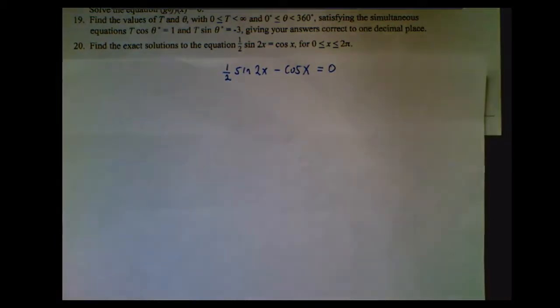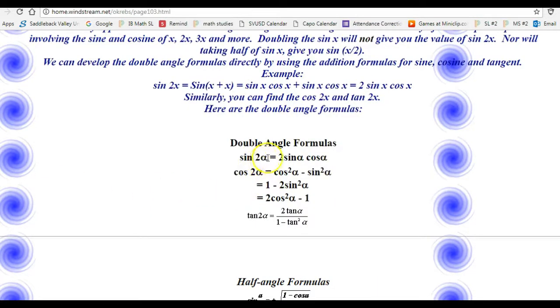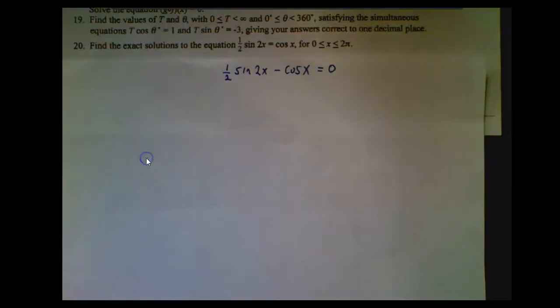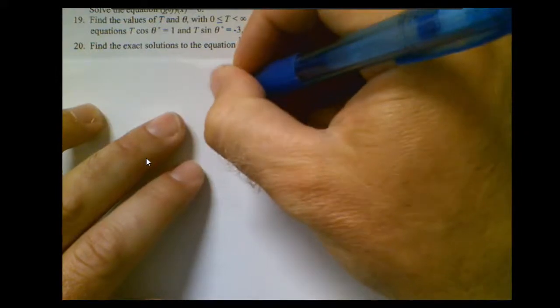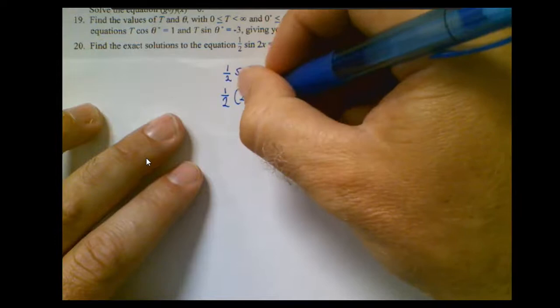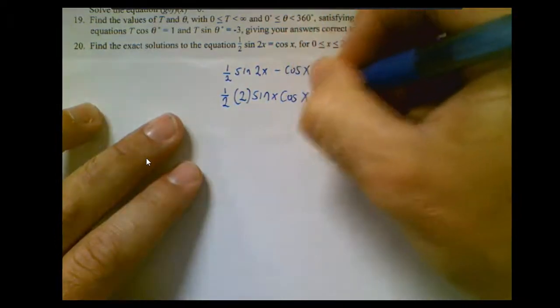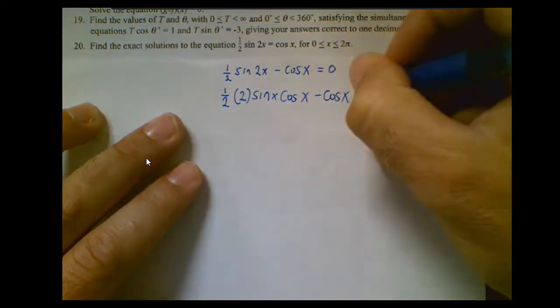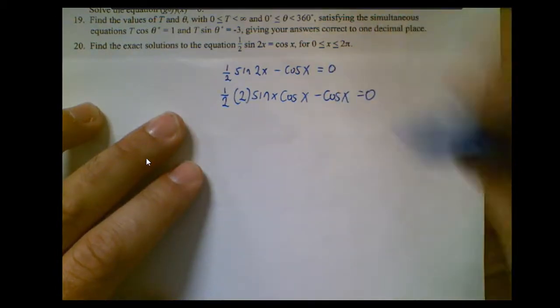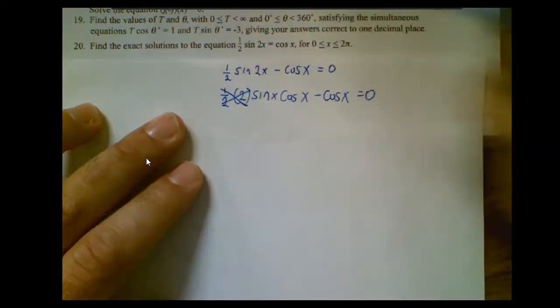But if I look at the sine of 2x, using a double angle formula, the sine of 2x is equal to 2 sine x cosine x. So I can replace that: 2 sine x cosine x. And that puts me here. Obviously the 1/2 and the 2 can cancel each other out, so those are gone.